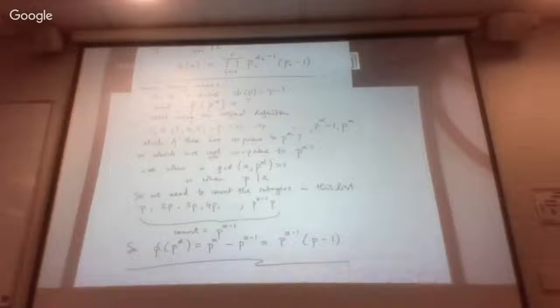Any questions about that? So it's a nice argument. It's quite a direct counting argument. We just carefully enumerated the different things there, and we were able to get the right answer.